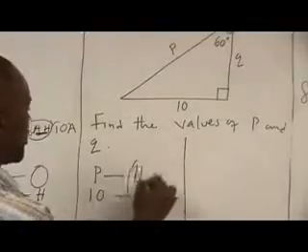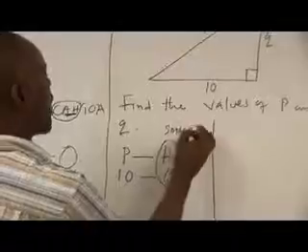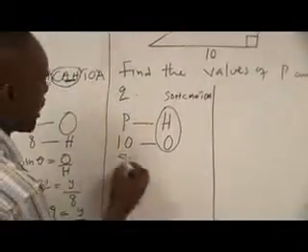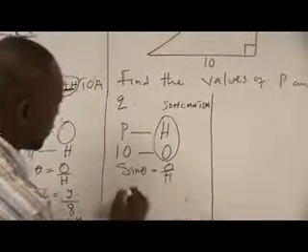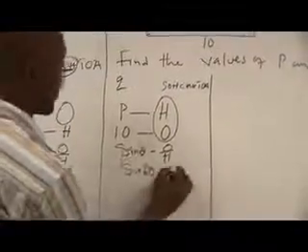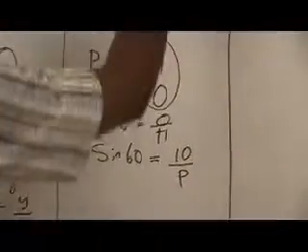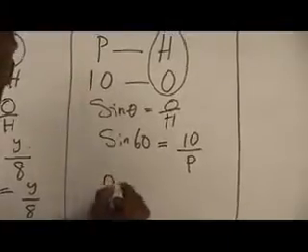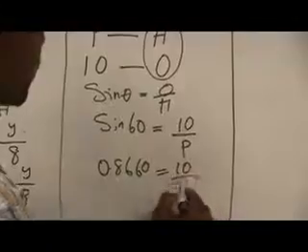Sine, obviously. Hypotenuse and opposite, looking at your SOHCAHTOA. That's sine. So, okay, sine theta we know is what? Opposite over hypotenuse. What are we looking at? Sine 60 in this case. Opposite is 10. And this is what? P. Hypotenuse is P. What's sine 60? Sine 60 is 0.8660. 10 divided by P.